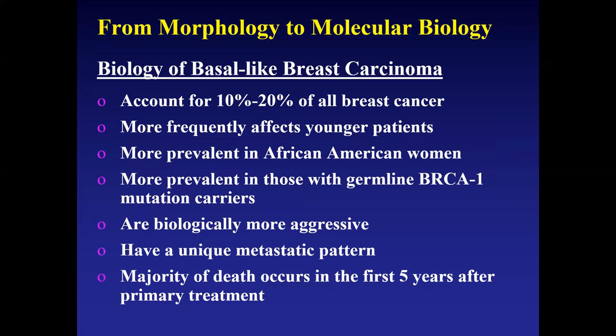When you look at the biology of basal-like breast carcinoma, they account for 10 to 20% of all breast cancer. They're seen more frequently in young patients. They're more prevalent in African-American women, and more prevalent in germline BRCA1 mutation carriers. They're biologically more aggressive, have a unique metastatic pattern, and the majority of deaths occur in the first 5 years after the primary tumor.